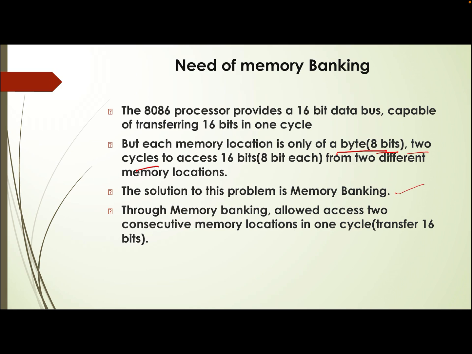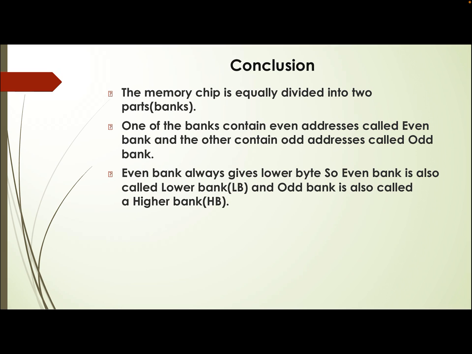In order to avoid this, we go for something called memory banking. Through memory banking, access is allowed at consecutive memory locations in one cycle itself. That is, we can transfer 16 bits of data in a single cycle by taking 8 bits from one bank and another 8 bits from another bank in the same single bus cycle.